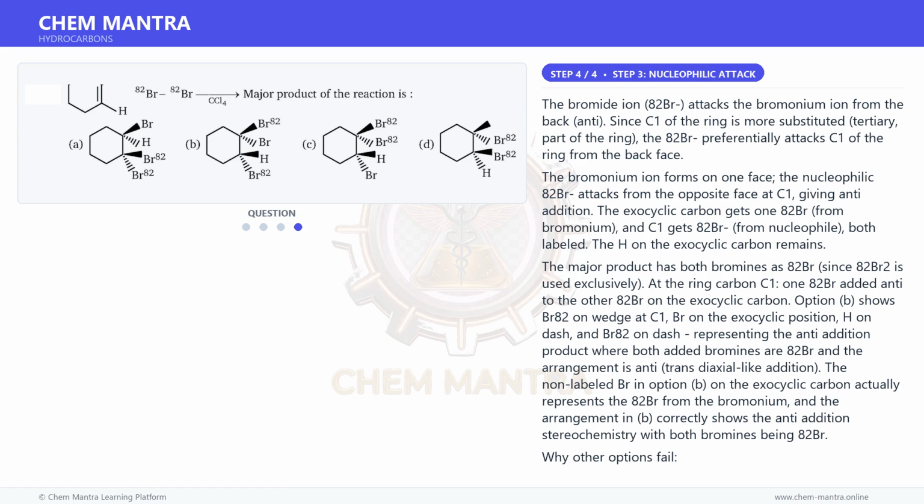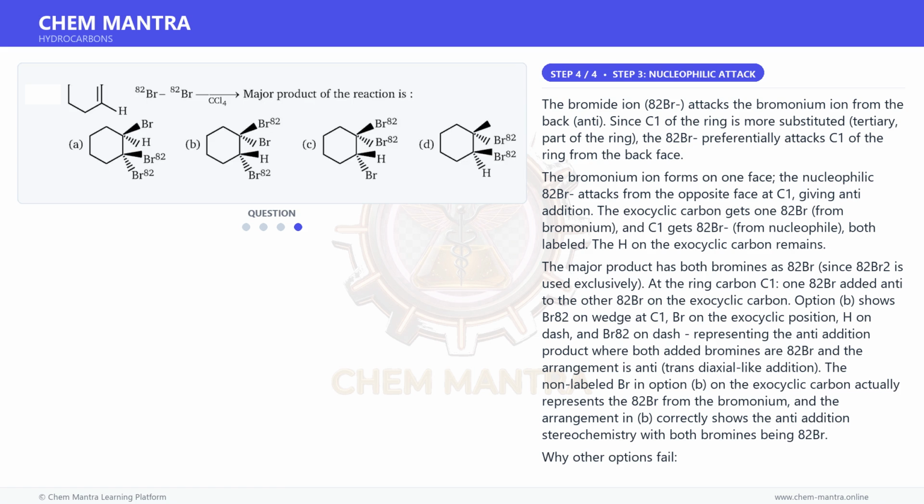Why do the other options fail? Option A shows a non-labeled Br at top and Br82 labels at bottom, an incorrect isotope labeling pattern, suggesting syn addition or wrong regiochemistry. Option C has a non-labeled Br at the bottom and Br82 at top, wrong isotope distribution. Option D is missing the wedge Br, showing wrong stereochemical arrangement.